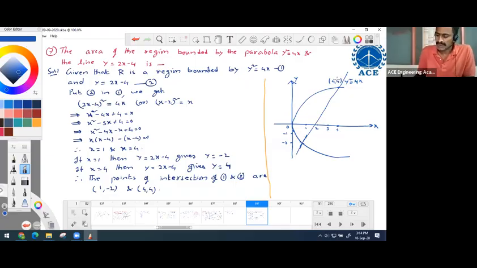Right? It is a line. This is one point of intersection, 1 comma minus 2. The other point of intersection is 4 comma 4. Finally, our region is this. It is a region between these two curves, and we have to find the area of this region only.